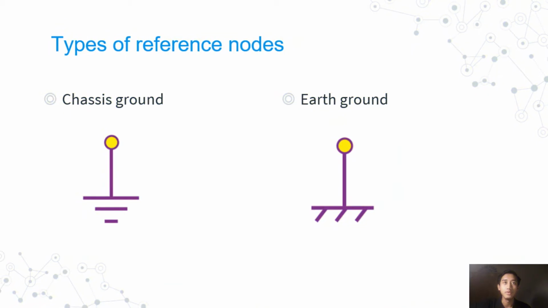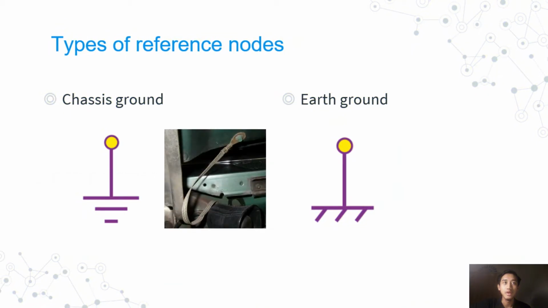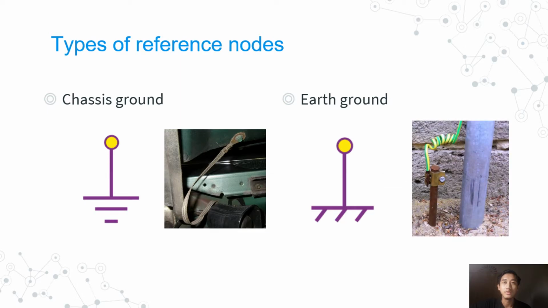Types of reference node. First, chassis ground. Second, earth ground.